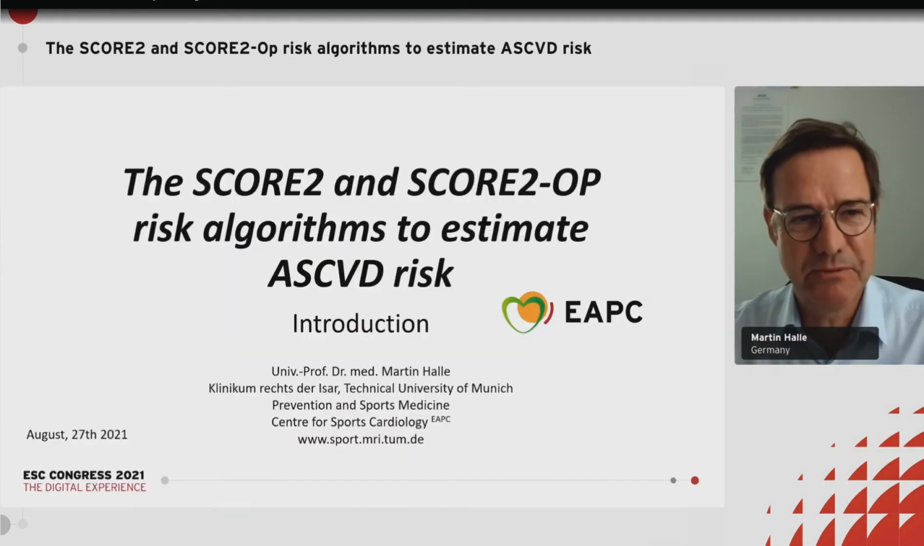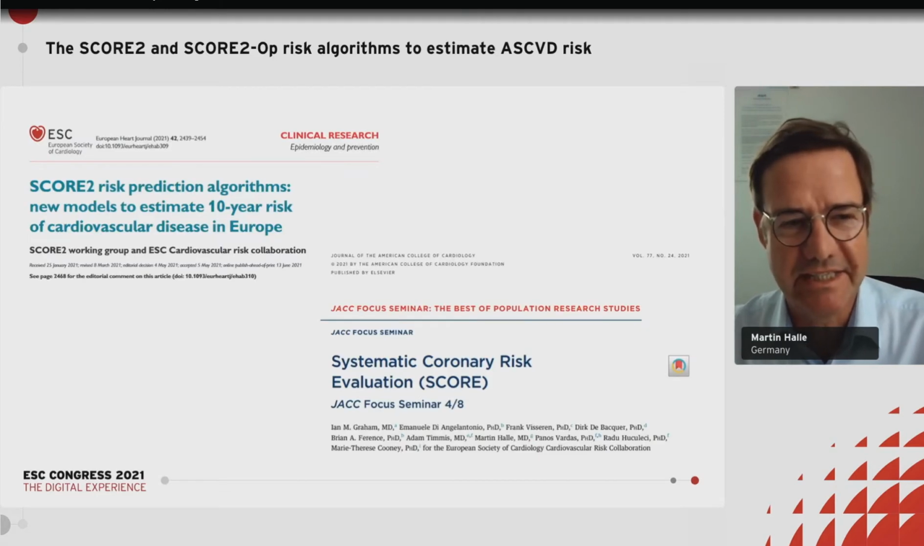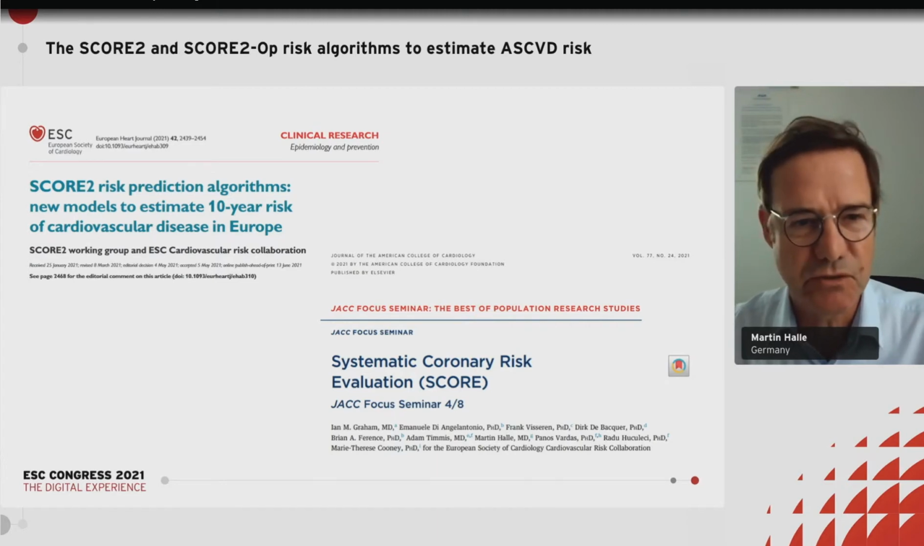Frank, thanks very much. I will talk about SCORE2 and SCORE2-OP, the risk algorithms. Let's congratulate Emanuele and Ian for publishing these great manuscripts. On the left side is SCORE2, the new 10-year risk estimate in Europe. And on the right side is the basis that we want to build on, the Systematic Coronary Risk Evaluation as it is done by SCORE.